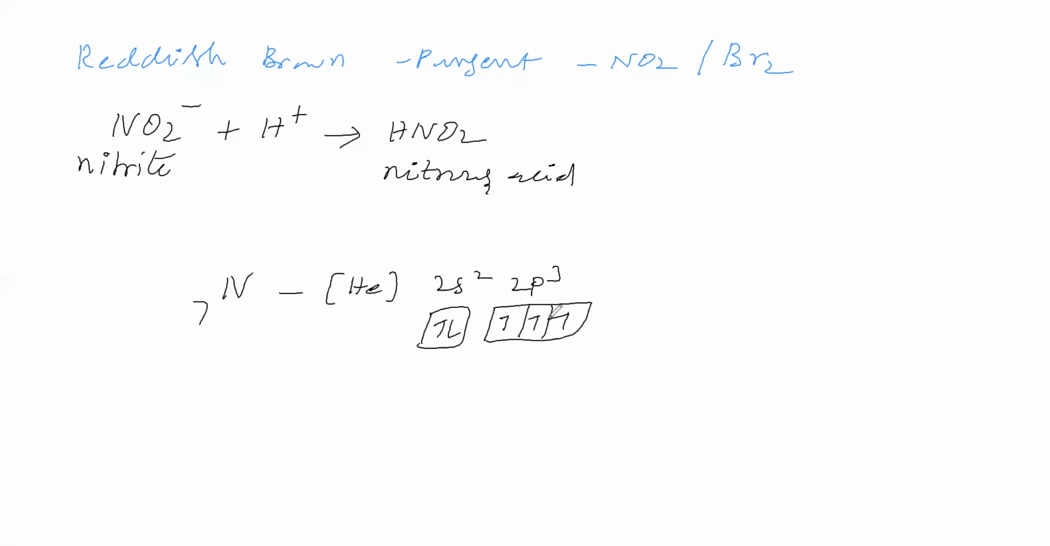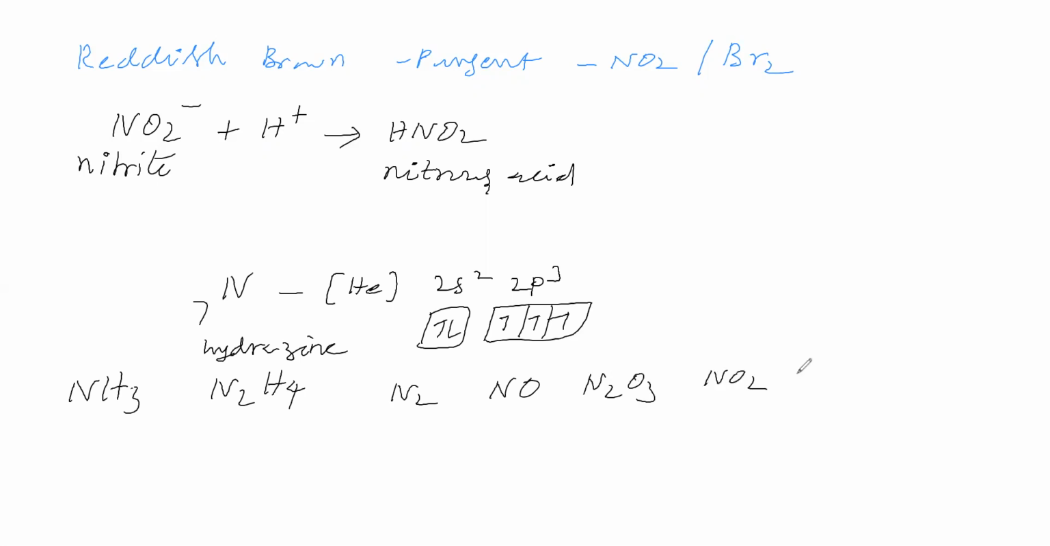Nitrogen shows what oxidation numbers, that we'll see. Nitrogen compounds we will take: one is NH3, one is hydrazine N2H4, one is N2, one is NO, one is N2O3, one is NO2, one is N2O5. In these nitrogen compounds, we will discuss the oxidation state of nitrogen. Here the nitrogen oxidation state is -3.